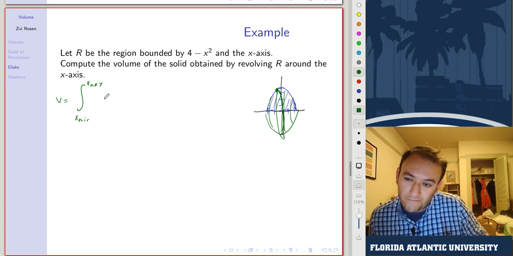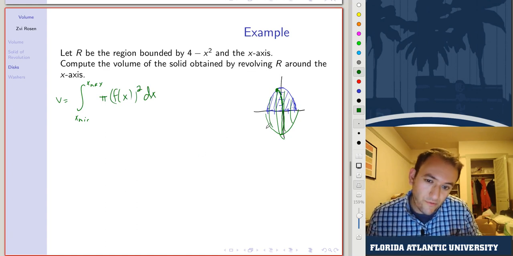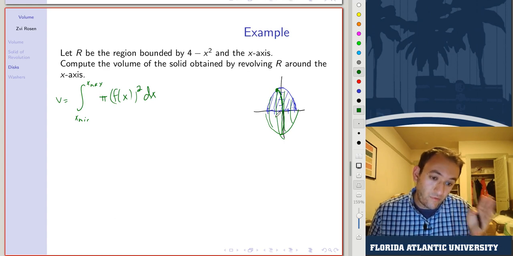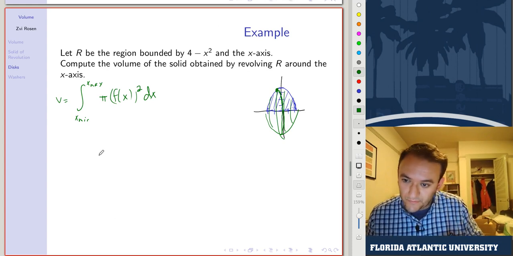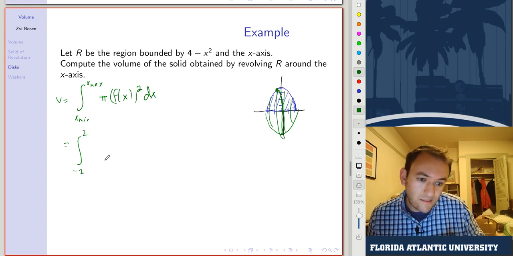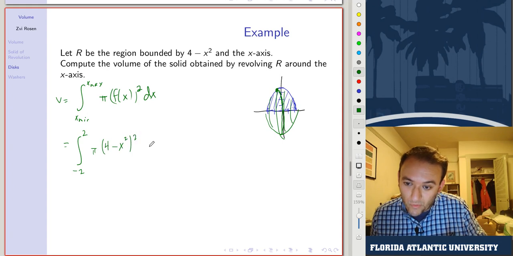of pi times f of x squared dx. And this uses the formula that we discussed before, but it also just uses our intuition about what we're really computing with this integral. We're computing the volume of these infinitesimal disks. Okay, so for us that means it goes from -2 to 2, because that's where the parabola hits the x-axis, and we're looking at pi times (4 minus x squared)^2 dx. Okay, we can pull that pi out, -2 to 2.